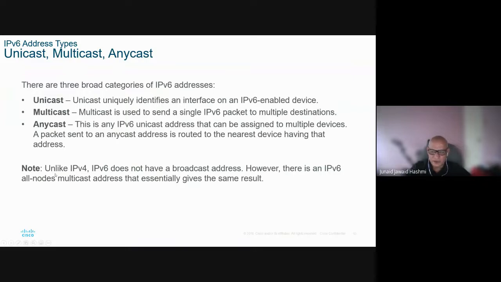Unlike IP version 4, IP version 6 does not have a broadcast address, but it has an address that can be multicasted, and it gives you the same result. So that's one of the advantages of IP version 6, because there is less broadcast. You already know unicast and multicast addresses, so it's the same concept in IP version 6.